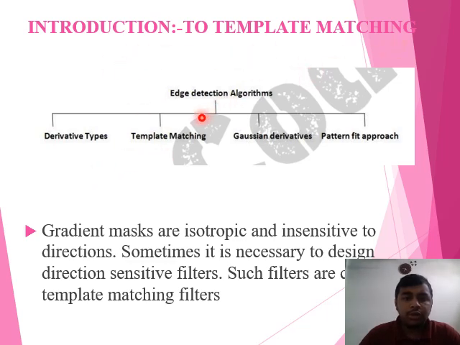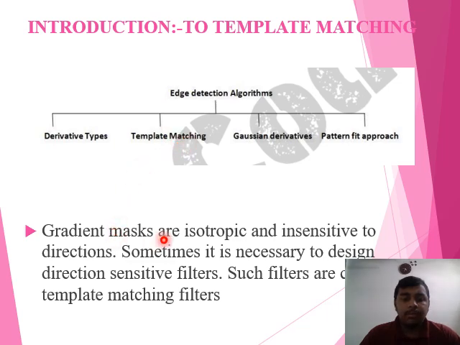Template matching is an edge detection algorithm, as the classification diagram shown here. The edge detection algorithm has four types. First one is derivative type template matching, then Gaussian derivatives, then pattern fit approach, from which we are going to learn about the template matching algorithm.